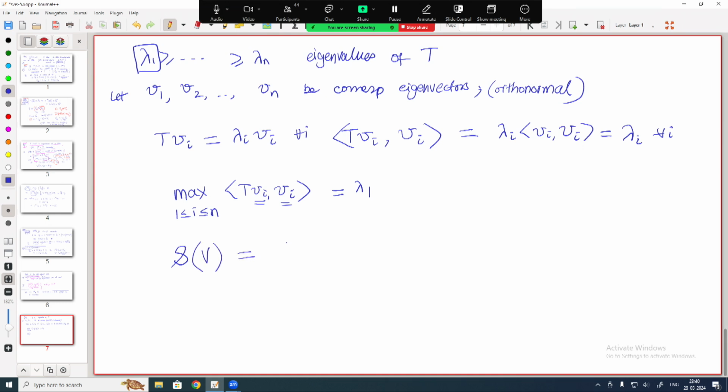What is this? It is the unit sphere, by which I mean you take all vectors in V whose norm is 1. In other words, norm squared is 1, or inner product is 1 if you wish.